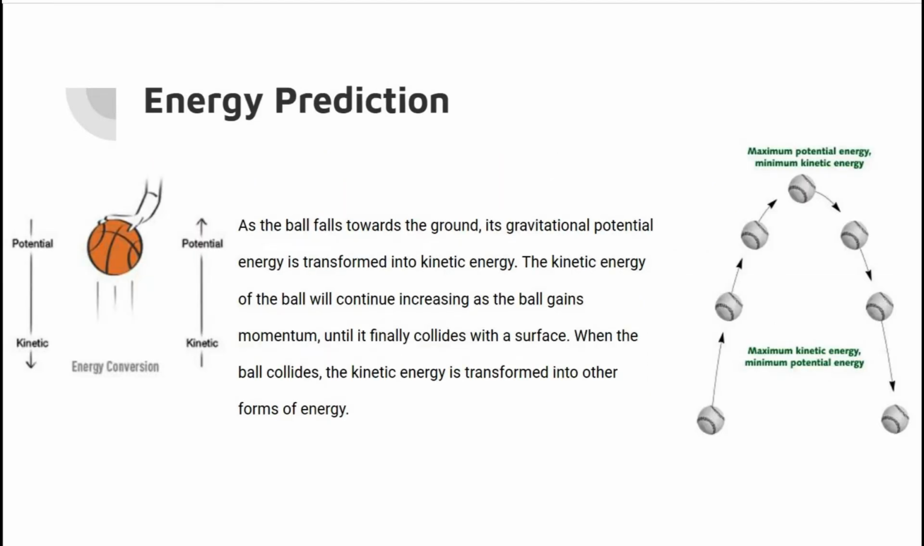As the ball falls towards the ground, its gravitational potential energy is transformed into kinetic energy. The kinetic energy of the ball will continue increasing as the ball gains momentum, until it finally collides with the surface. When the ball collides, the kinetic energy is transformed into other forms of energy. We hypothesize that energy will remain conserved and remain constant.